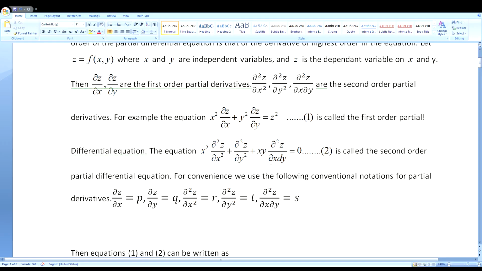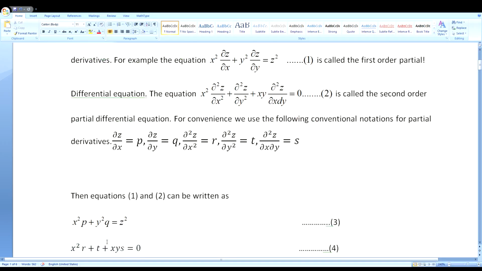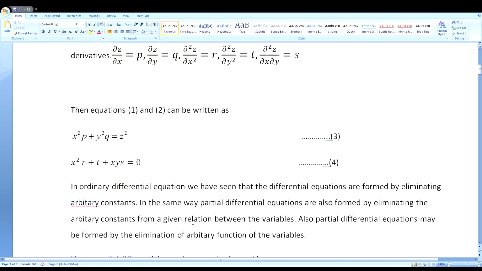For convenience, we use the following conventional notations for partial derivatives. ∂z/∂x is p and ∂z/∂y is q, ∂²z/∂x² is r, ∂²z/∂y² is t, and ∂²z/∂x∂y is s. Then these two equations, equation 1 and 2, can be written as x² p plus y² q equal to z², and x² r plus t plus xy s equal to 0.